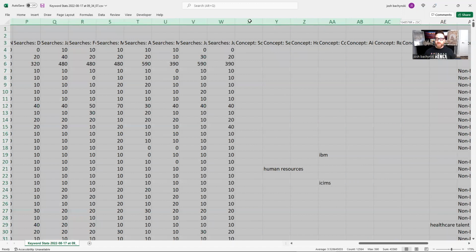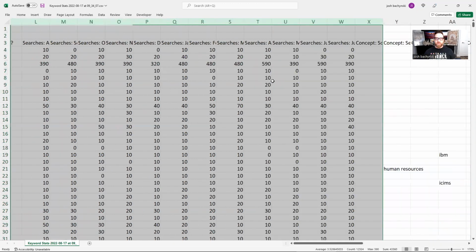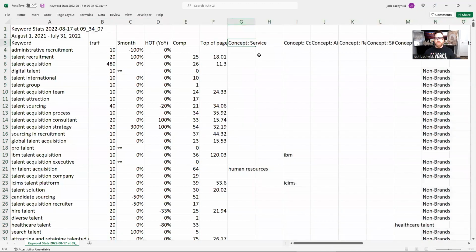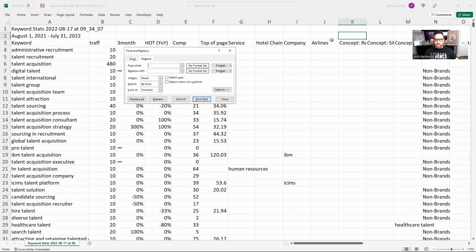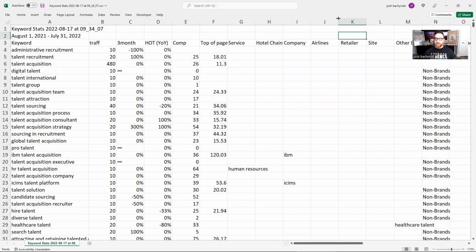And also another really interesting thing it does, it's going to give me the concepts here. And these are the entities they extracted. Remember, an entity is just a concept. So service, hotel chain. I'm just going to get rid of the word concept. And I could also maybe do it this way. So find the word concept, replace with nothing, replace all. Boom. Okay, done.